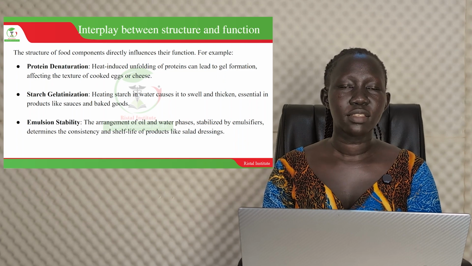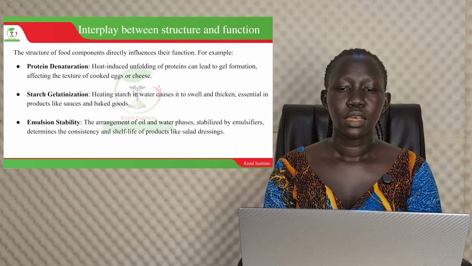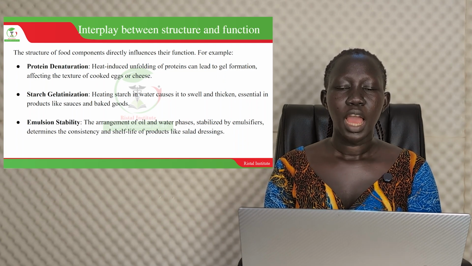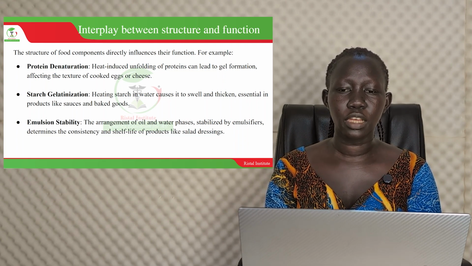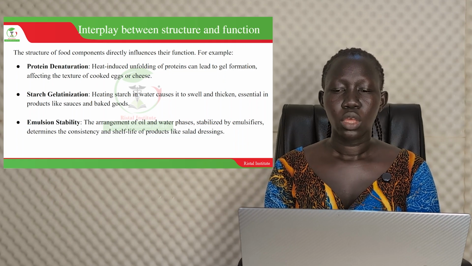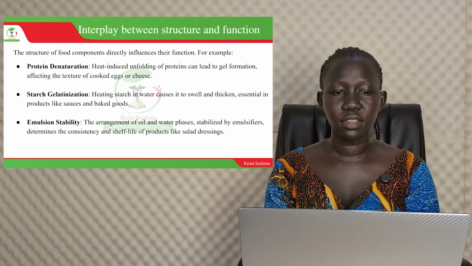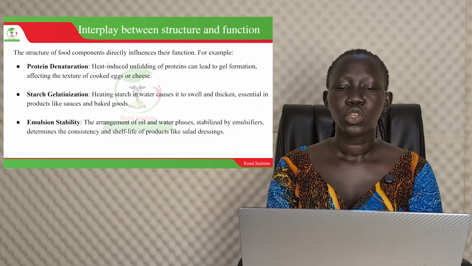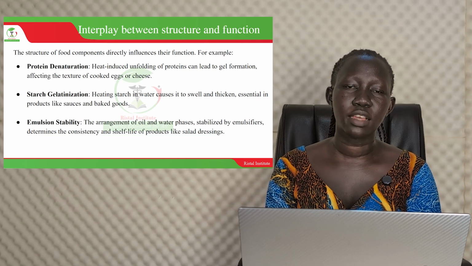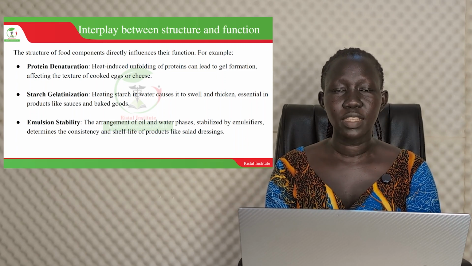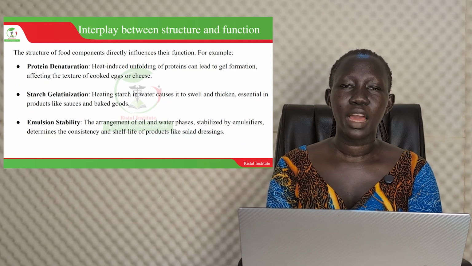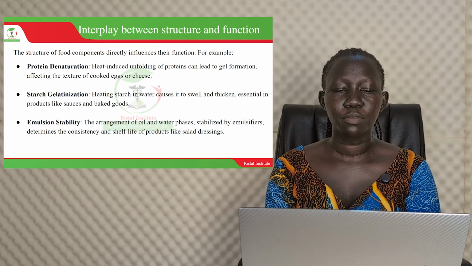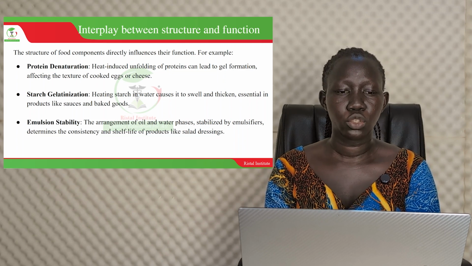Once these proteins are subjected to heat, the structure of the proteins within unfolds. And this unfolding of the protein structure leads to expansion and hence formation of a gel substance. And this gel substance that is formed affects the texture of some food substances, for example, cooked eggs. We have all seen how eggs behave when they are boiled and when they are fried. This is all influenced by the structure and then the function.